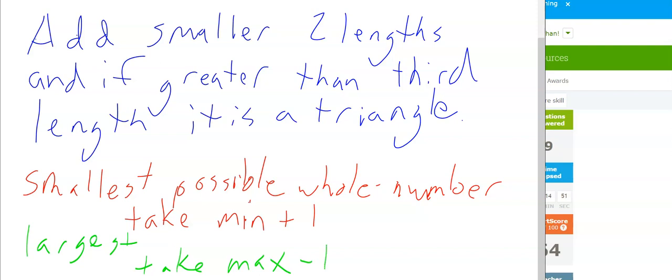I know it seems a little counterintuitive. If we want the smallest, we want to add. If we want the largest, we want to subtract. But it's so that we can fit into that range that we talked about, okay? So that if your min is here and your max is here, you want to be right here, -1, or right here, +1.